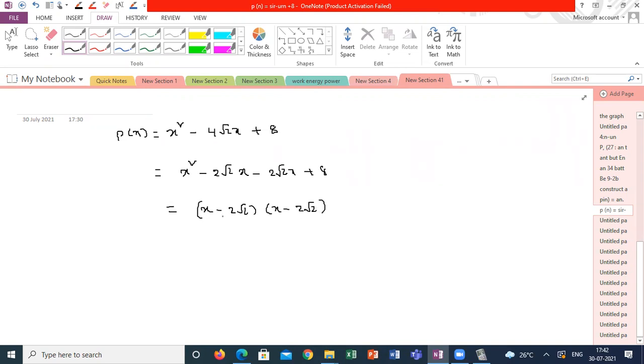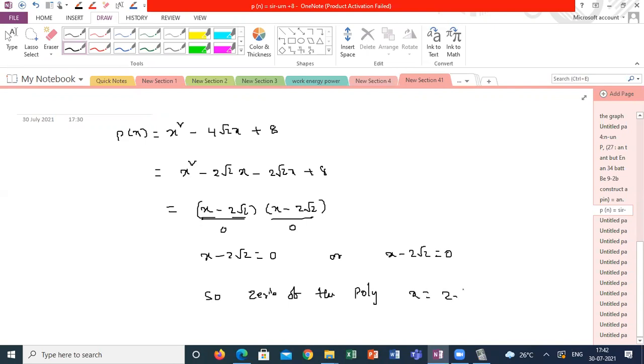It clearly says that at the same value of x, I will get 0. Either x minus 2 root 2 should be 0, or x minus 2 root 2 should be 0. So the zero of the polynomial is only one value here: x is equal to 2 root 2. That's it.